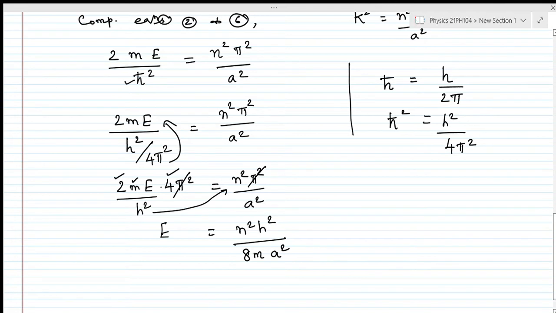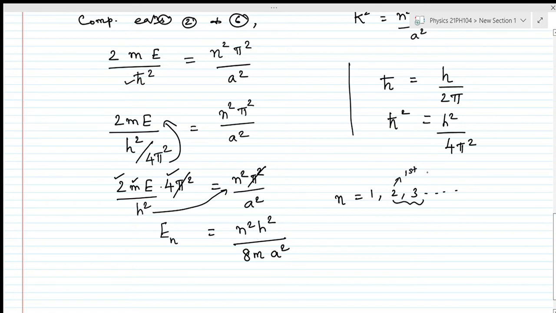Since n is available in the RHS, there is a subscript given for E called En. That is, n is a quantum number. Here it refers to the values 1, 2, 3, etc. If n is equal to 1, we can consider it is at the lowest energy level. N is equal to 2, first excited energy level.